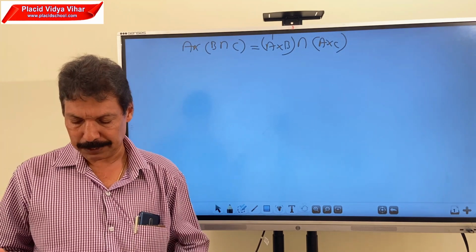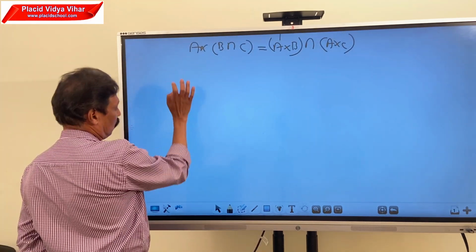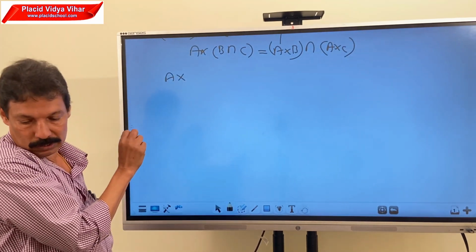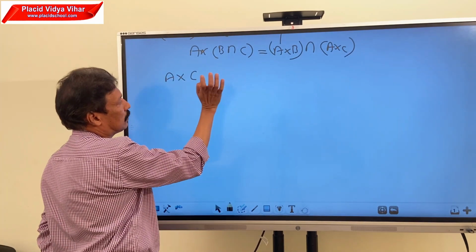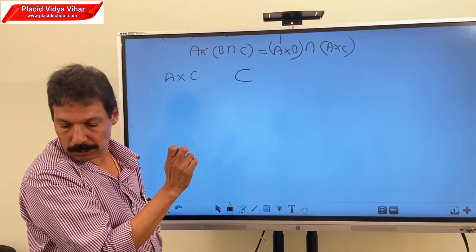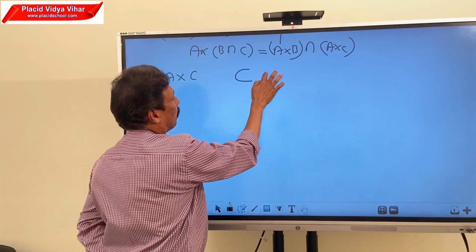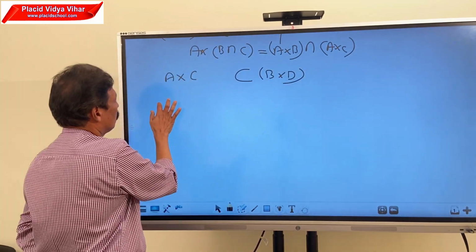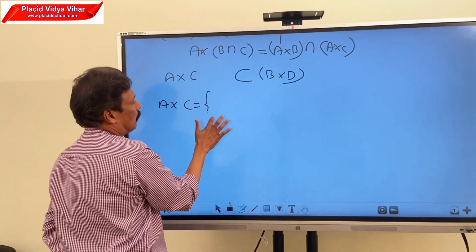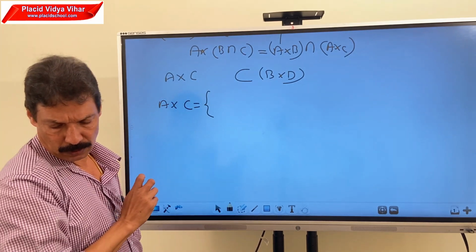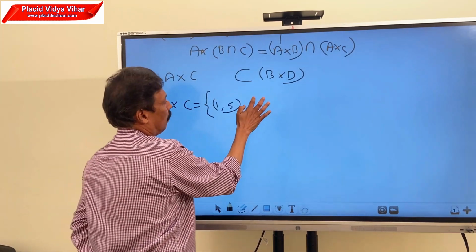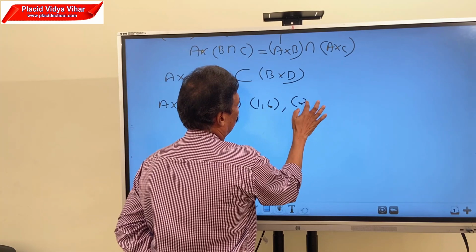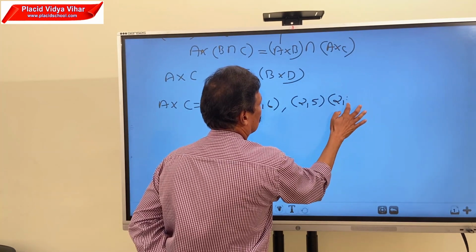The second one: we have to verify that A cross C is a subset of B cross D. First we find A cross C. A cross C equals the set of ordered pairs (1,5), (1,6), (2,5), (2,6).